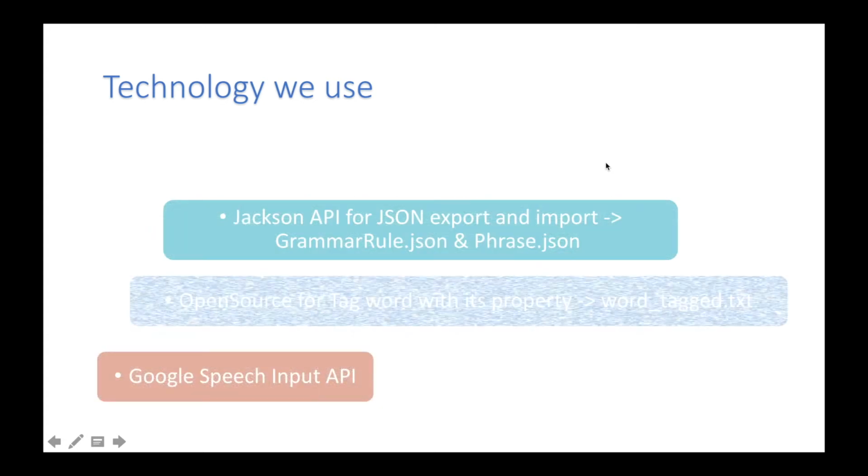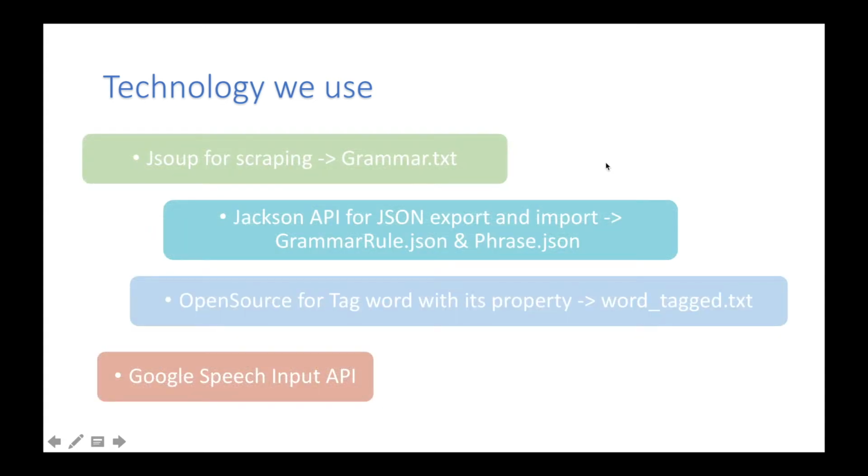I will introduce the technology we use in our project briefly. Firstly, we use the JSoup API for scraping the data and generate the grammar TXT. It is used for training the grammar rule and phrase combination in our project. Second, we use the Jackson API for JSON export and input. By doing that, we can export our data structure to a grammar rule JSON file and a phrase rule JSON file.